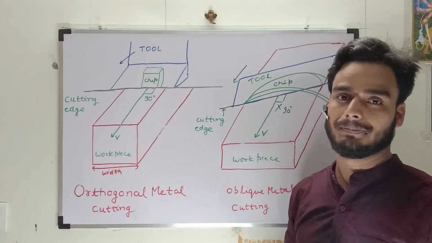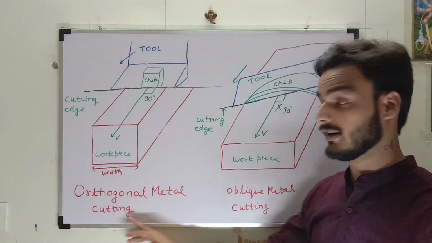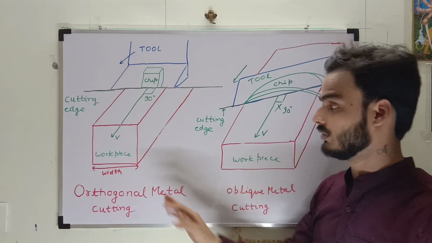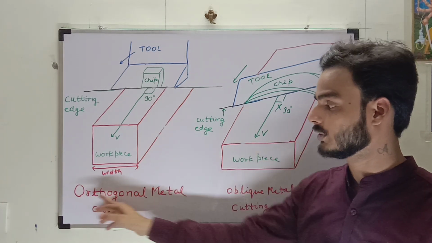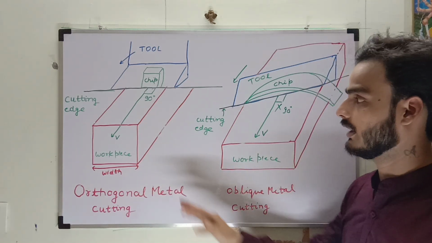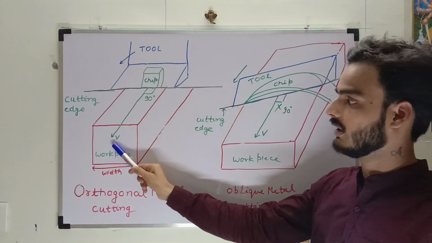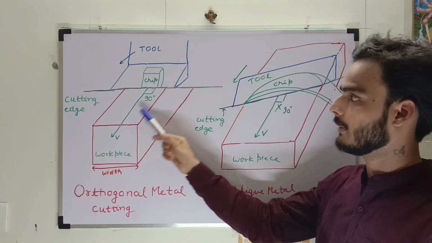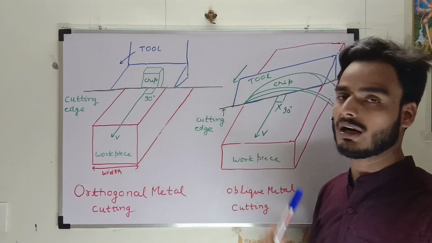So in this video, we will study the topic: what is the difference between orthogonal metal cutting and oblique metal cutting. These two figures I have drawn here to better understand the difference. In orthogonal metal cutting, what is the first point? Look here. This is the cutting edge of the tool and this is the cutting velocity. Here they are perpendicular to each other. So the first point is that the cutting edge is perpendicular to the cutting velocity.